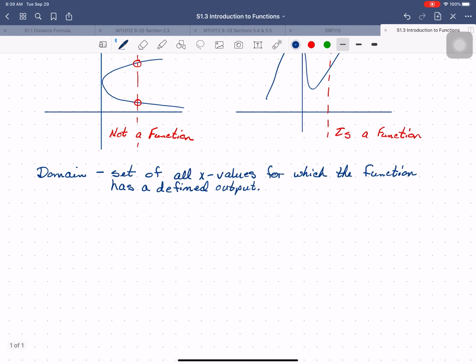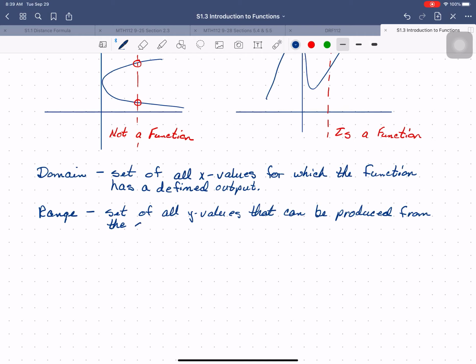And that set of y values, that's called the range. The range is the set of all y values that can be produced from the set of all x values.